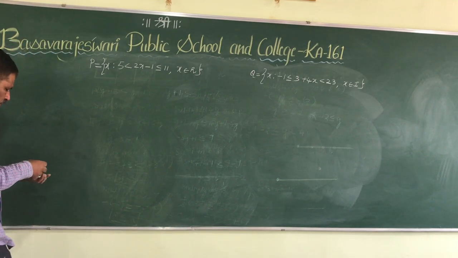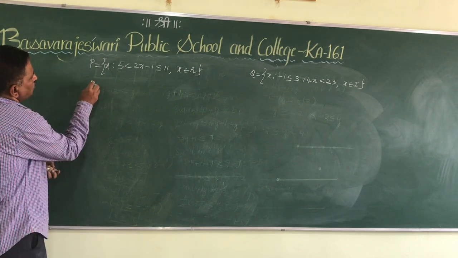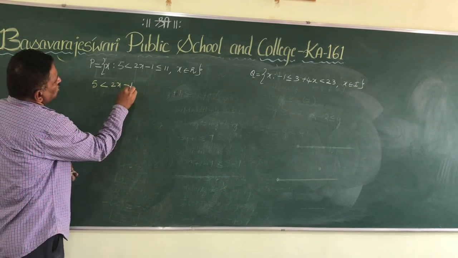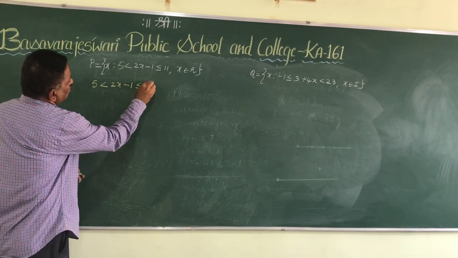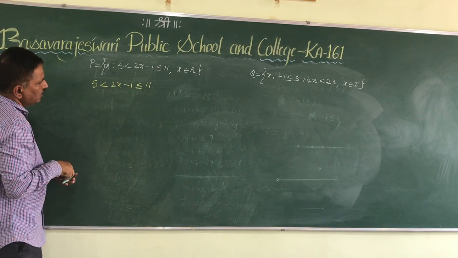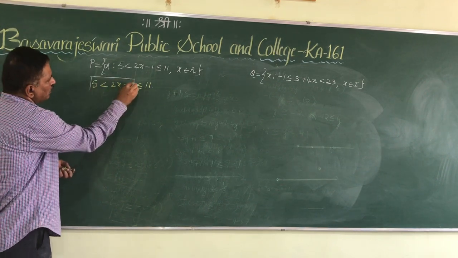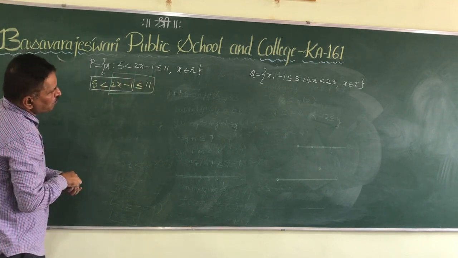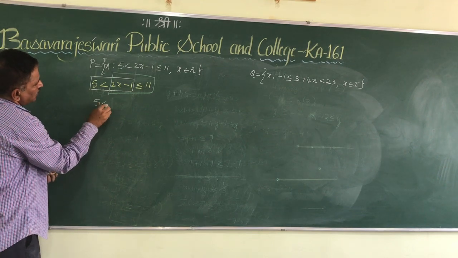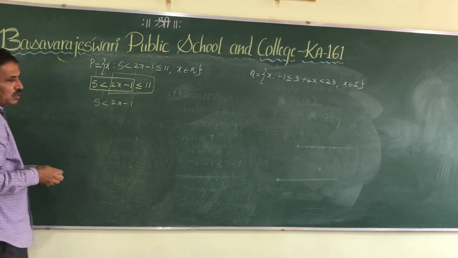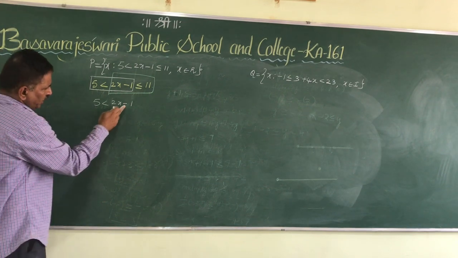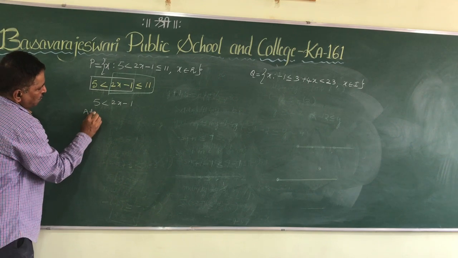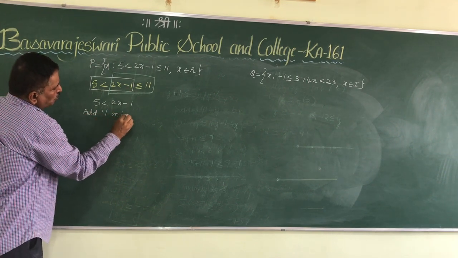First we will take the first part of the question. That is 5 less than 2x minus 1 is less than or equal to 11. Again it is two parts. The first part is this one and this is the second part. So we'll take one by one. First part, 5 is less than 2x minus 1. So write variable one side, constant one side. So what should I do? I have to remove minus 1. To remove minus 1, what should I do? Add 1 on both sides.